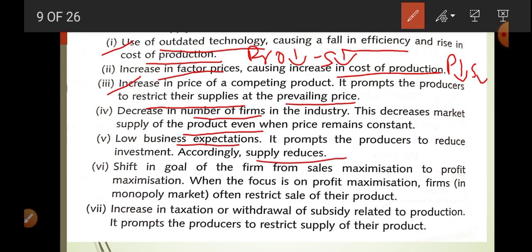Shift in the goal of the firm. From sales maximization if their goal becomes profit maximization, then in this case supply is going to fall. Now increase in taxation. If the government is going to increase the tax, production becomes costly and there will be less production and there will be less supply. If the government is withdrawing whatever subsidy it was providing, cost is going to be high, so production is going to be less and supply is going to be less.